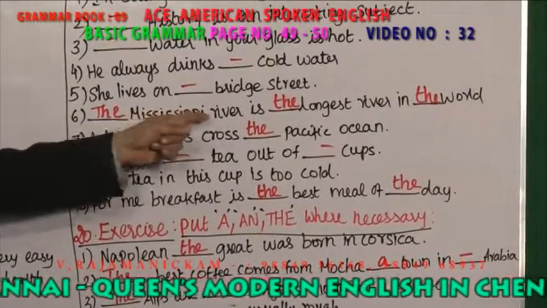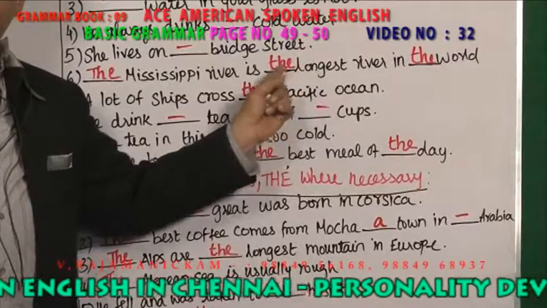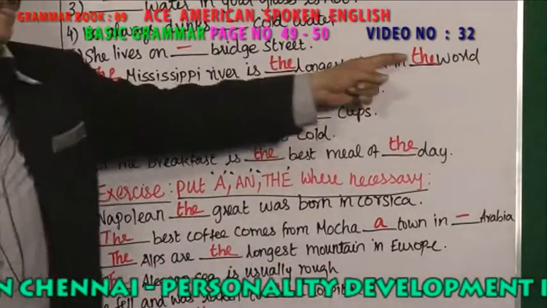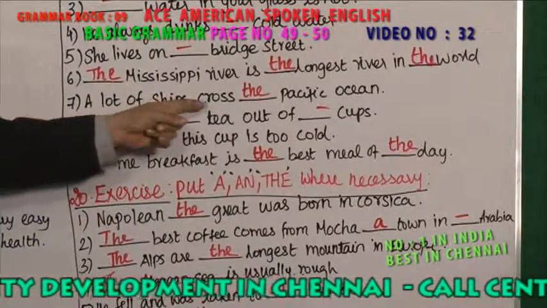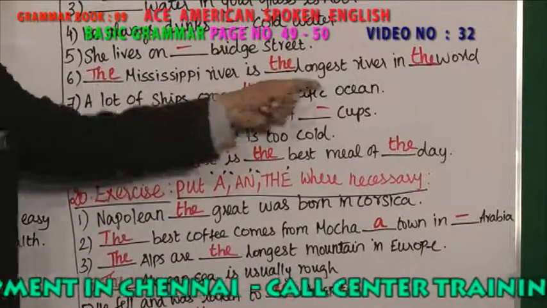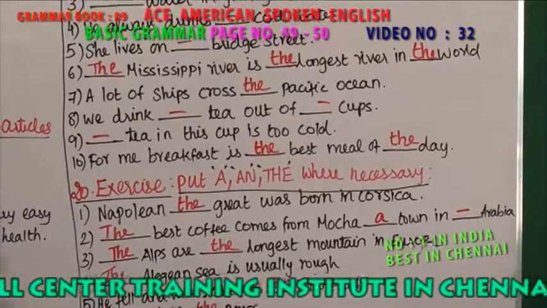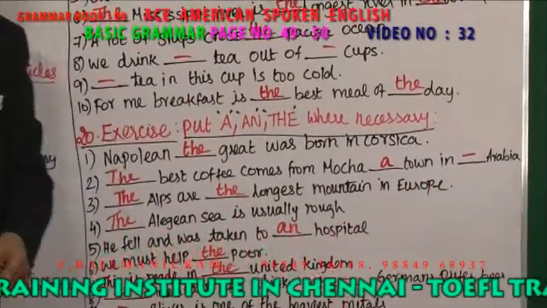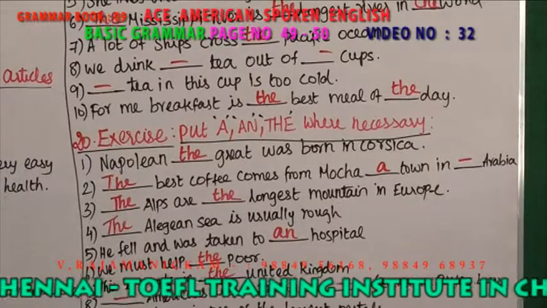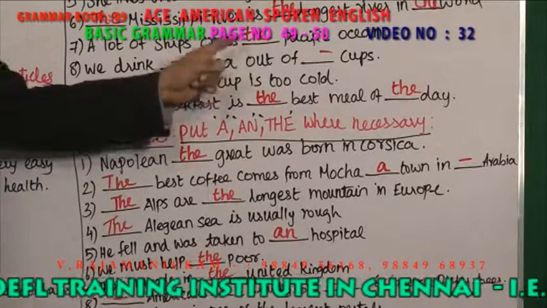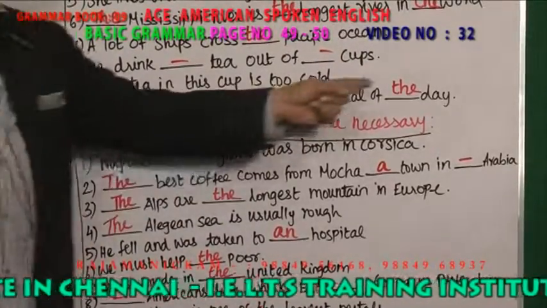The Mississippi River: in front of a river you are using "the." Yes, the longest river in the world. Superlative degree: before the superlative degree you are using "the." World is unique, only one world is there, so you're using "the." A lot of ships cross the Pacific Ocean. In front of an ocean, you're using "the." We drink dash tea. In front of liquid, you're not supposed to use "the." Out of dash cups, no articles are used. Dash tea in this cup is too cold. For me, breakfast is the best meal of the day. In front of best, the superlative degree, you're using "the", and the day.